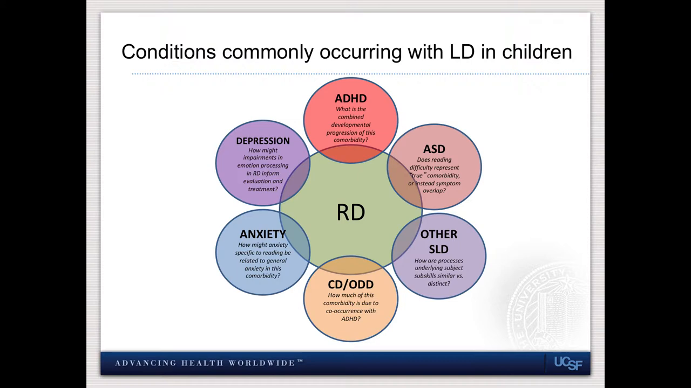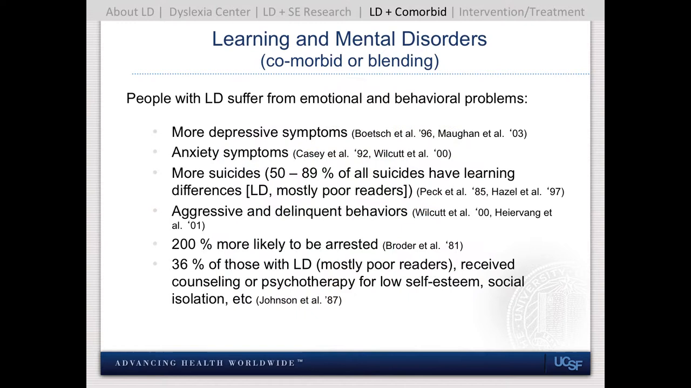So when we talk about learning and mental disorders and what some people call comorbid, but I'd like to call intersecting or blended, then we're talking about people with LD have more depressive symptoms, anxiety symptoms, they're more likely to attempt and commit suicide. They can be aggressive and have delinquent behaviors. They're 200% more likely to be arrested. 36% of those with LD, mostly poor readers, receive some kind of counseling or psychotherapy for low self-esteem and social isolation. And that's something that continues on through college.